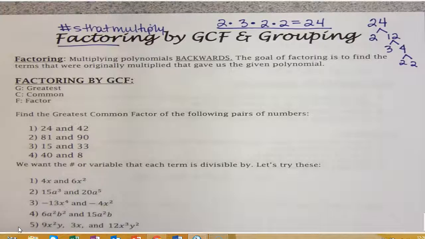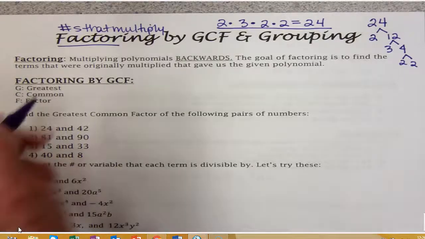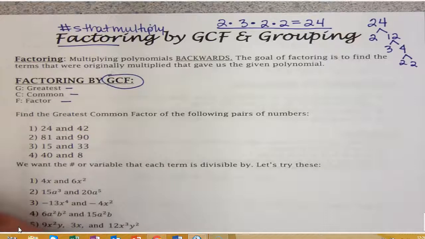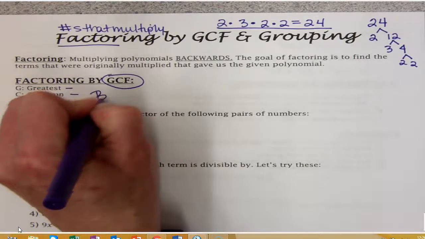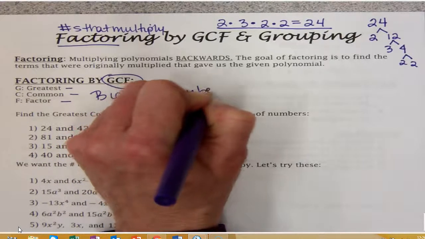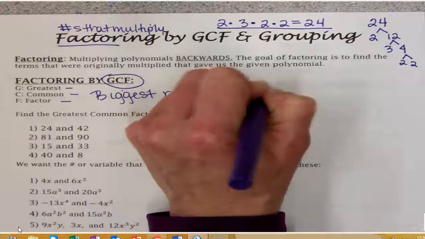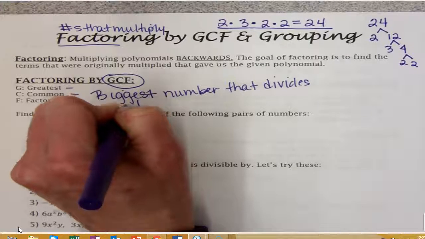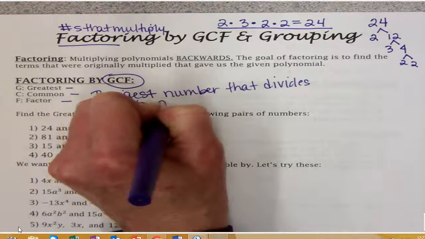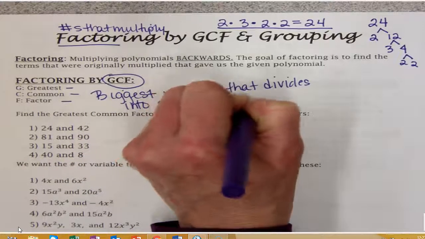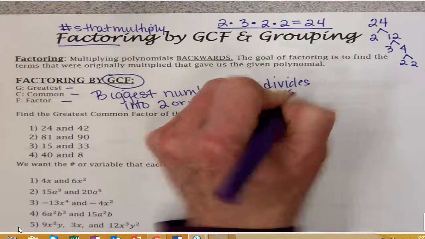We're not going to go over this whole worksheet. We're going to do some of this just to get a basic understanding, and then we'll go on to some homework. So we're looking at the greatest common factor, GCF. That is the biggest number that divides into two or more numbers evenly.